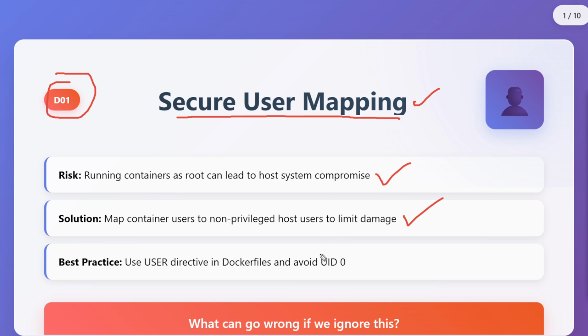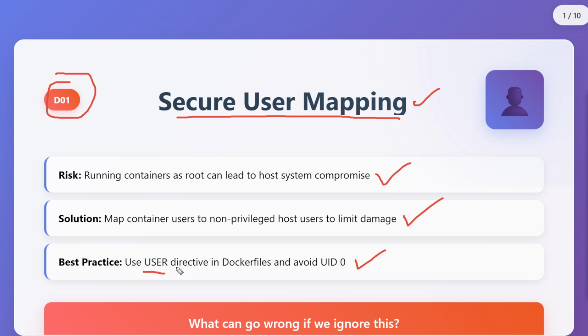Coming to the best practice, we need to make sure to use the USER directive in the Dockerfile to avoid UID 0, that is user ID 0. In your Dockerfile, always use the USER directive to specify a non-root user and avoid UID 0, which is basically the root user, and you can create a user during the image build and switch to that user.